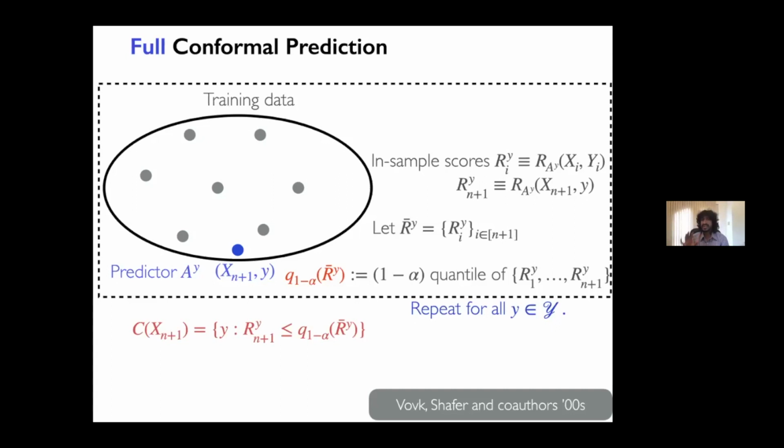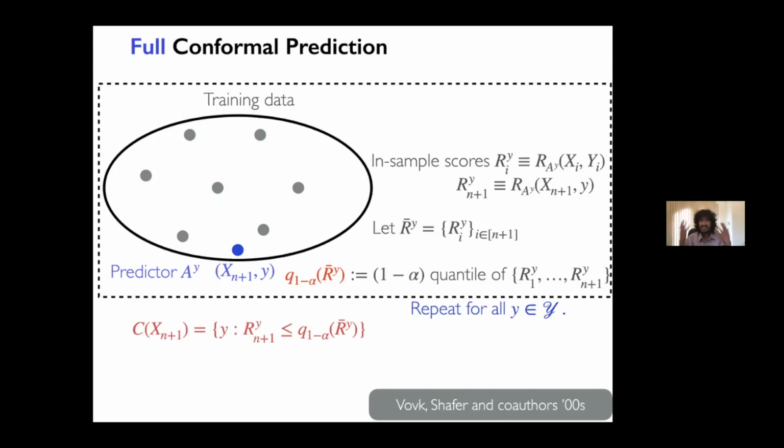Okay. Now the final set that's output, C of x_{n+1}, is, I'm going to say, all of the nice little y's. So what are the nice little y's? They're the y's for which the n+1st residual was not extremely absurdly large. So it's not above the 1 minus alpha quantile of the R-bars. It's not larger than that. It's smaller than that. So those are the ones for which my little y guess was reasonable.